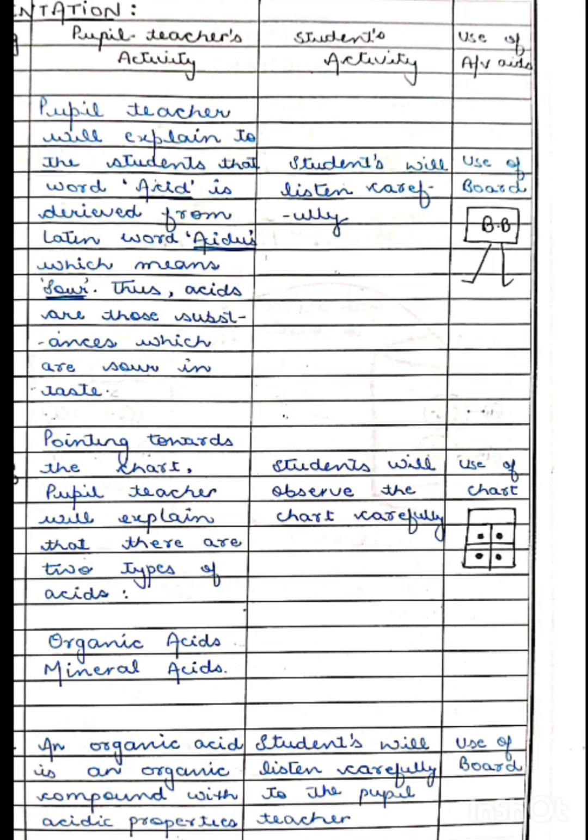The presentation part, pupil teacher activity. The pupil teacher will explain to the students that the word acid is derived from the Latin word. So these are the elements, the use of the board. You can also draw this, or you have to write the main elements in this part also. Pointer towards. So here is some explanation of pupil teacher activity, student activity, and AV aids activities.